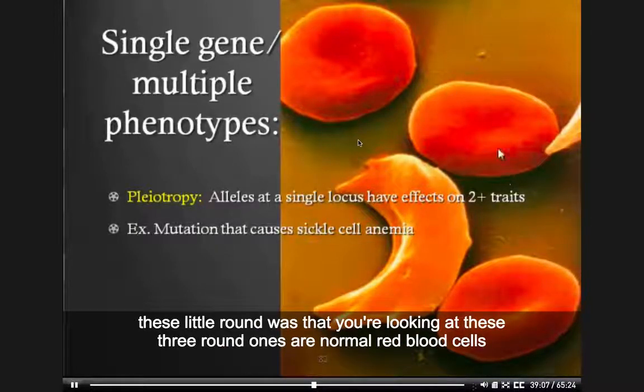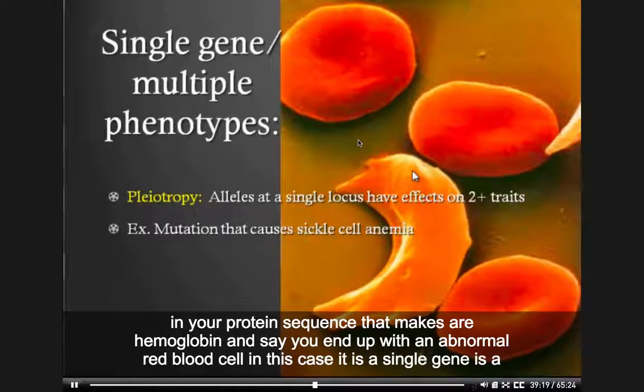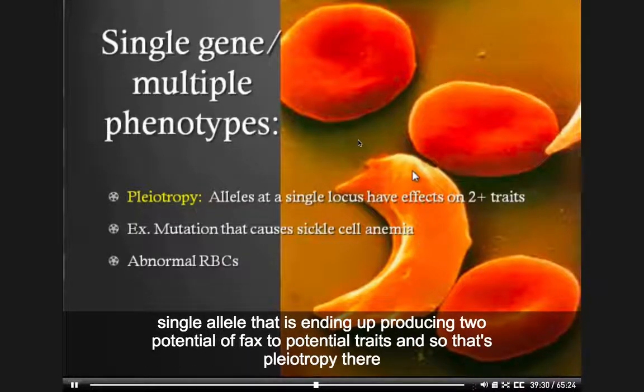These little round ones that you're looking at, these 3 round ones, are normal red blood cells. But when you have a sickled cell like this one, it is because you have a small mutation in your protein sequence that makes your hemoglobin. And so you end up with an abnormal red blood cell. In this case, it is a single gene, a single allele, that ends up producing 2 potential effects, 2 potential traits. And so that's pleiotropy there.